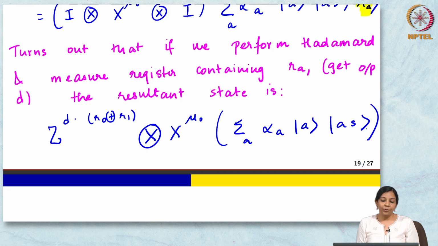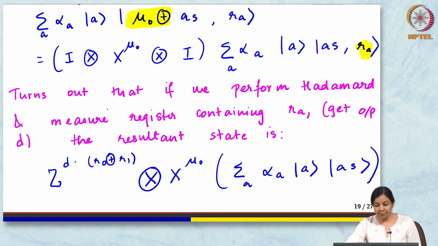So, I am not going to do the calculation in class where we apply the Hadamard and perform the measurement. Okay. So, you can try it out at home. So, what should happen is clear, right. So, I have this state over here, right. I am going to apply a Hadamard to the RA register and then I am going to perform a measurement. So, it's just some careful algebra, okay.